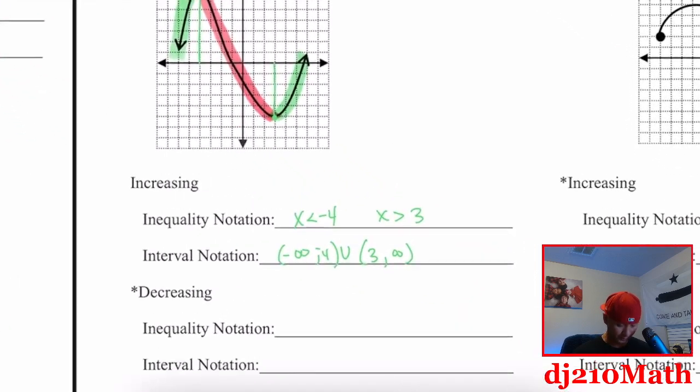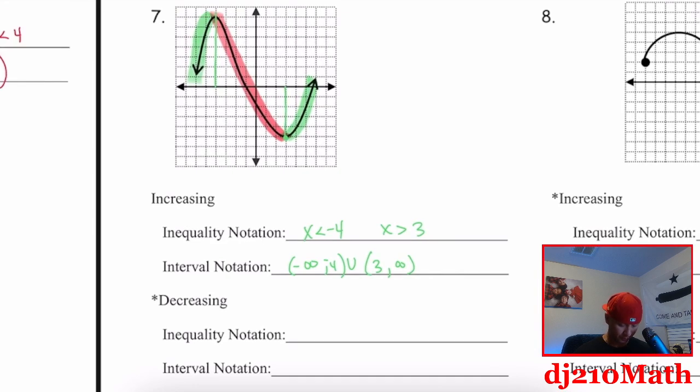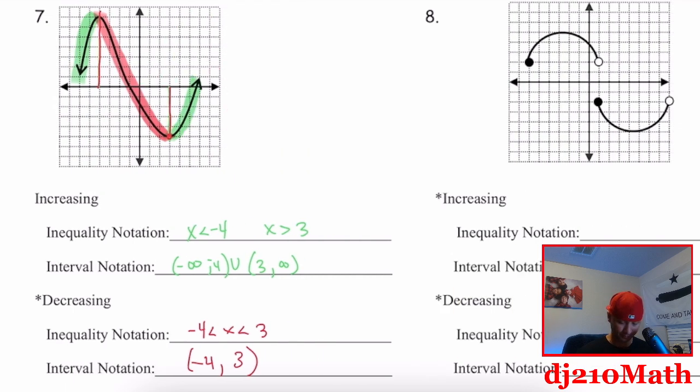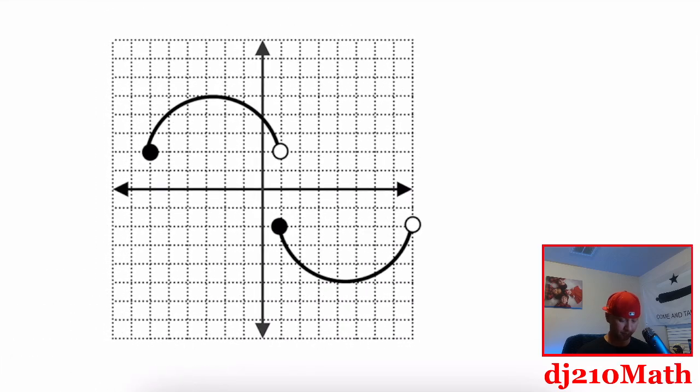Okay, for decreasing, we want the red part. So -4 and up to the x value of 3. Or from -4 to 3, this is the downhill section. So inequality, x is in between -4 and 3. You can kind of see a pattern here as you start to write these out. We're almost done. All right, number 8.